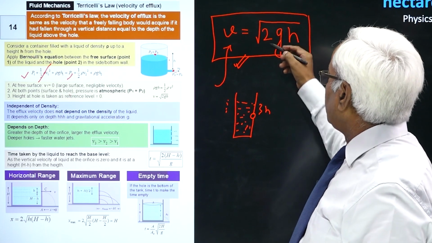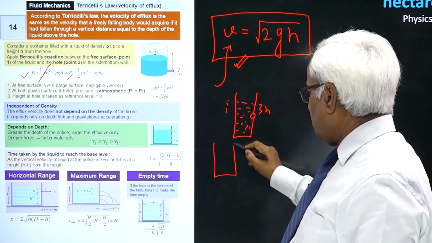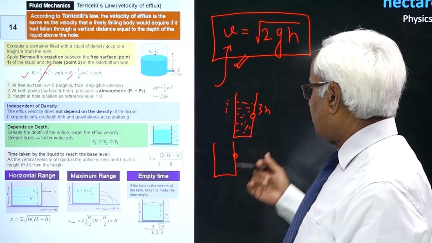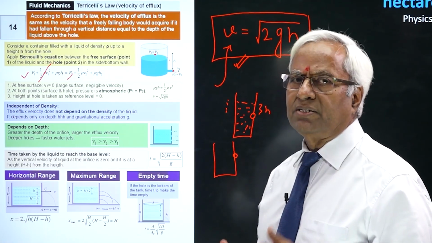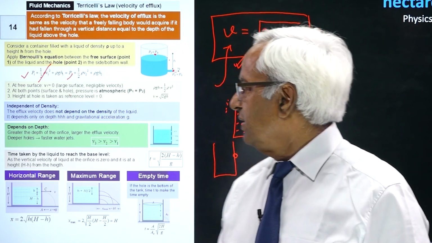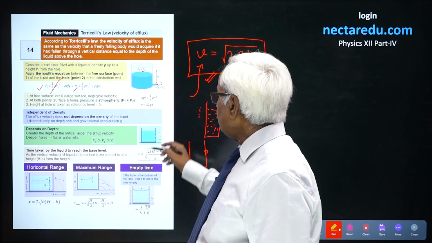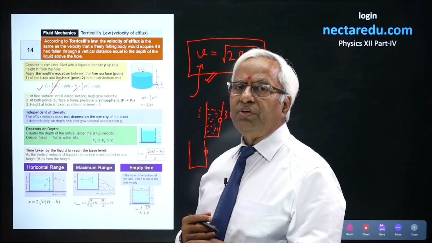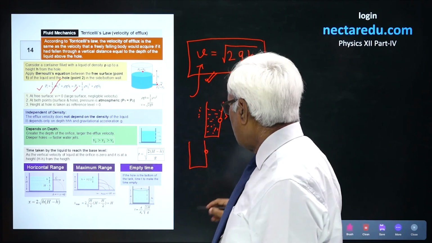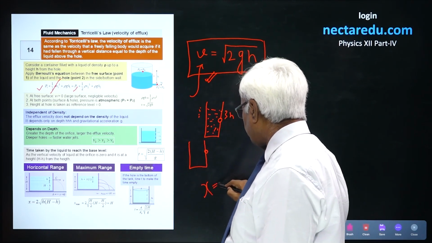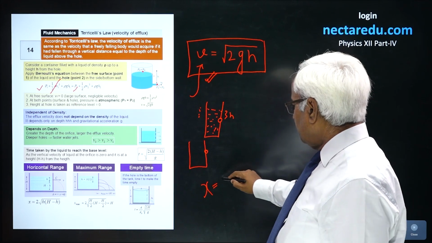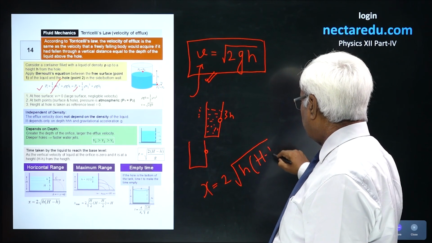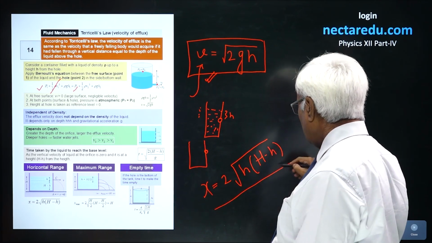Torricelli's theorem is very good in that case when the liquid or the container is at rest, and when it is in motion, then also it has a slightly modified application. You see, now by taking this orifice at different positions, we could calculate the range that we are going to represent by letter x. This will be equal to 2 root h(H minus h).